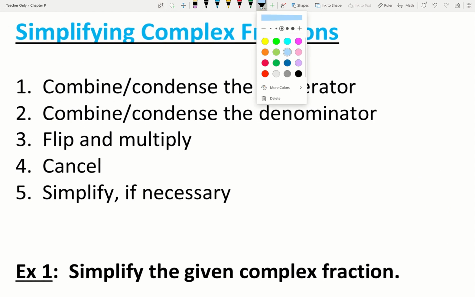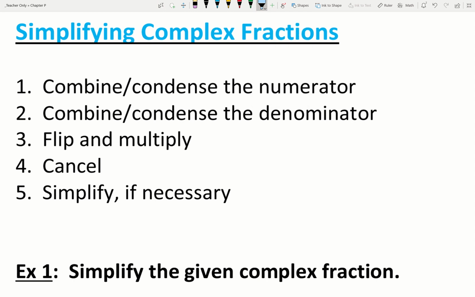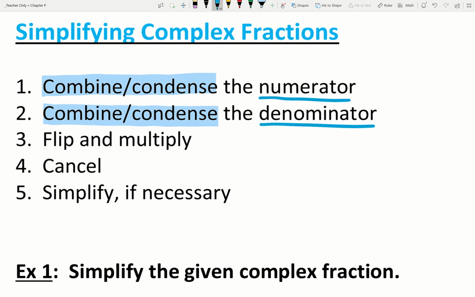Now, I want to talk really briefly about what I mean when I say condense or combine, because those are the first two guidelines here. We want to condense or combine the numerator and then condense or combine the denominator. What I really mean there is what you're going to have is a fraction minus a fraction or a fraction plus a fraction. You just want to go ahead and do what we did in the previous video where we were adding and subtracting rational expressions. You want to combine it into one, okay? So when I say this, I mean into a single fraction.